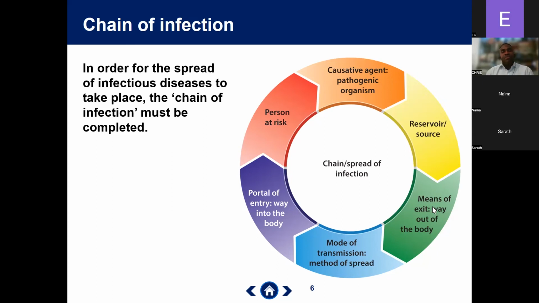And it can only move from there to a place to stay when an opening is created and it has a way of being transmitted. So you see, the next stage is the mode of what? Transmission. That is the method through which it leaves, it exits the source, the reservoir, to enter into another place. Sometimes, and most of the time, into somebody's body.